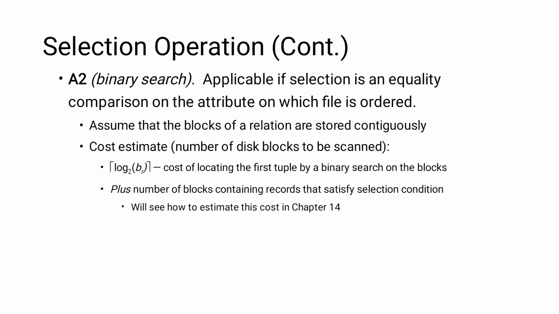If the file is ordered on an attribute and the selection condition is an equality comparison on the attribute, we can use a binary search to locate records that satisfy the selection operation. The system performs the binary search on the blocks of the file, and we have to find a block containing the records in log base 2 of b, where b denotes the number of blocks in the file, and also the cost for reading the extra blocks has to be added to the cost estimation.